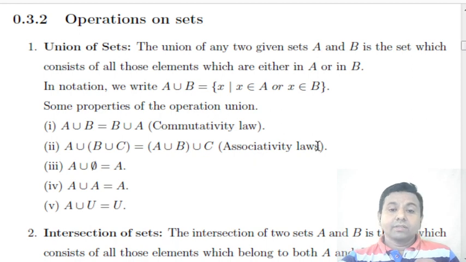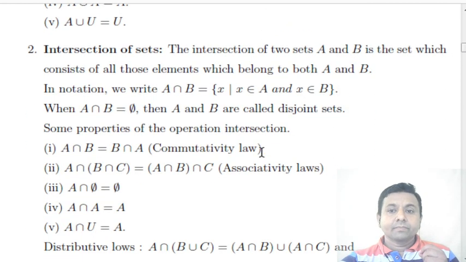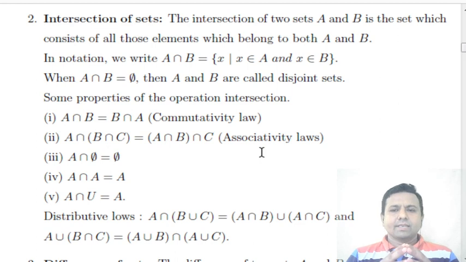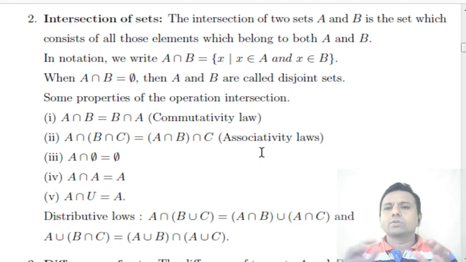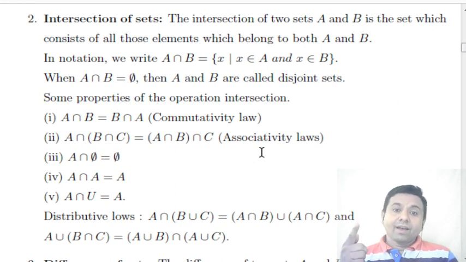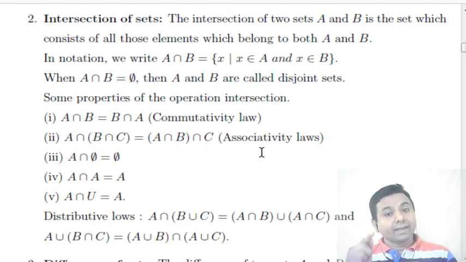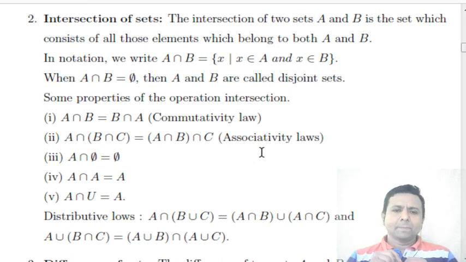Now let's start with the intersection of sets. The intersection of two sets A and B is a set which consists of all those elements which belong to both A and B. In union we have either A or B, but in intersection the element must lie in both A and B. In notation we write A intersection B equals the set of all x such that x belongs to A and x belongs to B.